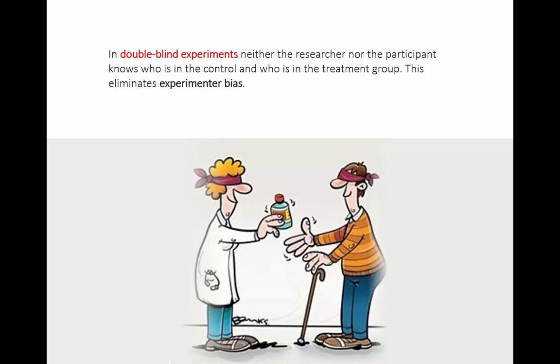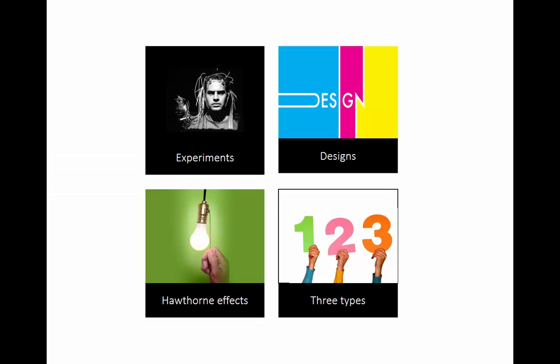So this is where the double-blind experiment comes into play. I think the movie Platoon exemplifies it nicely, where neither the patient nor the researcher knows who is in which group. It's what we call a double-blind experiment, and it eliminates what we call experimental bias. Okay, let me move on.